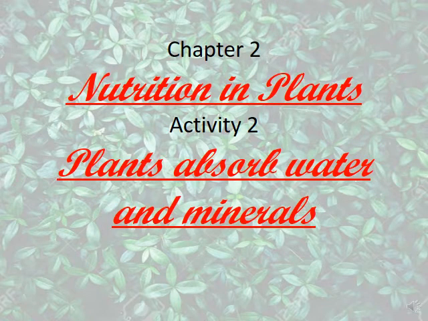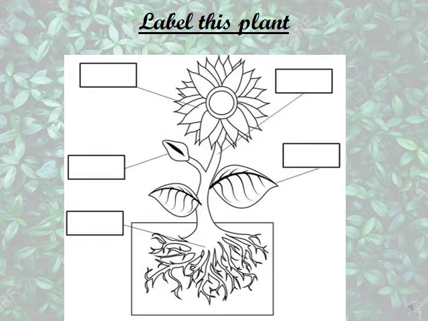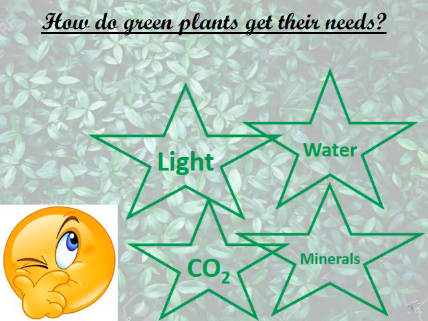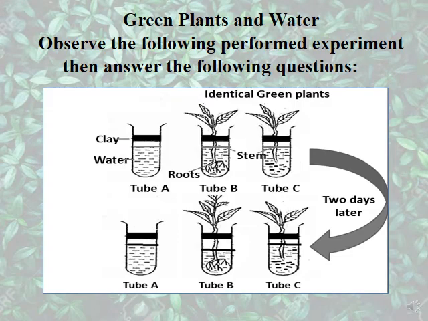Let's move now to how the plant absorbs water. Here we have labeling for the plant: the roots, the stem, the buds, and the leaves. So light, water, CO2, and minerals are the four elements needed for the growth of the green plant. We have this experiment: green plant and water.